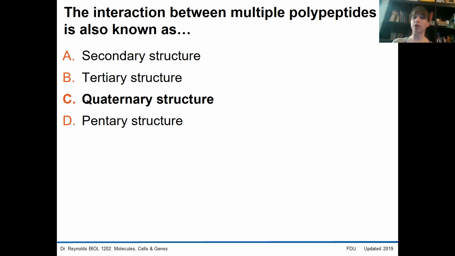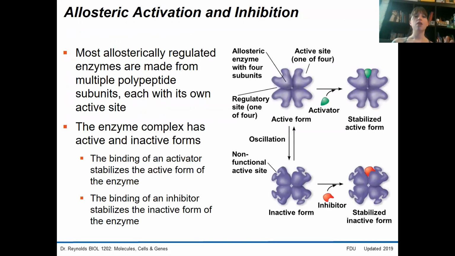And just to drive the point home, pentary structure is not actually a level of protein structure. Most allosterically regulated enzymes will be made using quaternary structure. Allosteric regulation is a regulation that controls shape. So competitive inhibitors are responsible for outcompeting a substrate. Allosteric regulators are going to either activate or inhibit a protein by influencing its shape. Most commonly, the quaternary level of protein structure and shape.